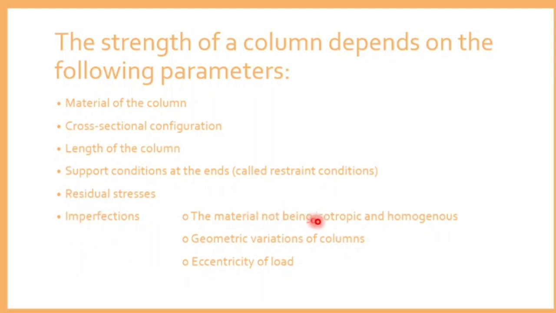The material might not be isotropic and homogeneous. You might have two or more materials, and geometric variation of the column and eccentricity of load. You can assume that the column is axial, but in practical cases the column can carry torsional force and bending force also. Okay, these are the important parameters. If you want to increase the strength of the column, will you increase the height or decrease the height? Decrease the height. If you want to increase the strength of the column, will you increase the cross section or decrease the cross section? Increase the cross section.